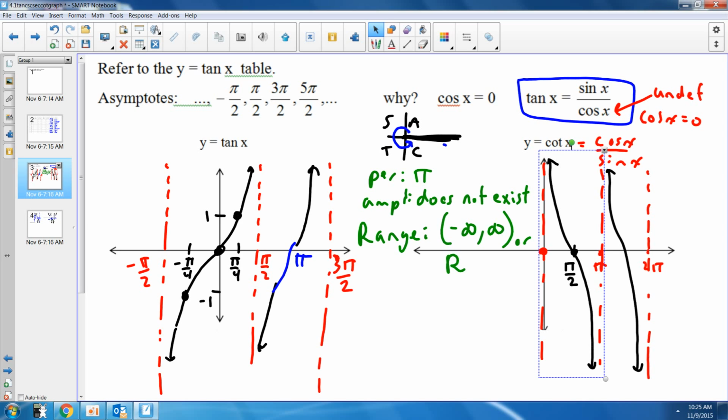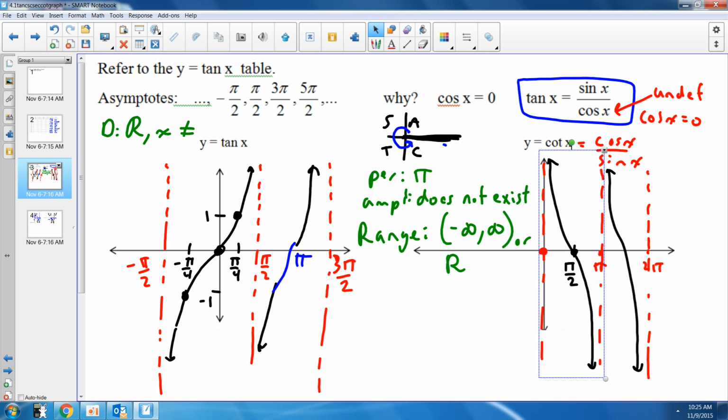The domain is different, however. The domain, you're looking at your x's. When you're looking at your x's, you're thinking, okay, what are my possible x's? Well, that becomes a little bit harder because you have all those asymptotes. So let's see if we can make sense of this. I'll put the domains over here because they're not going to be the same. Domain is going to be all real numbers.